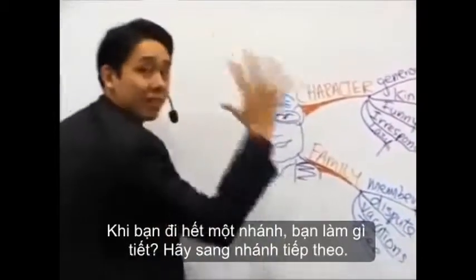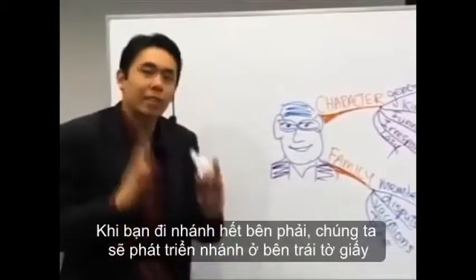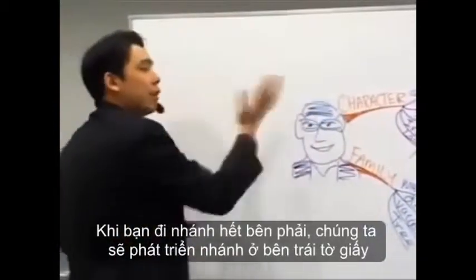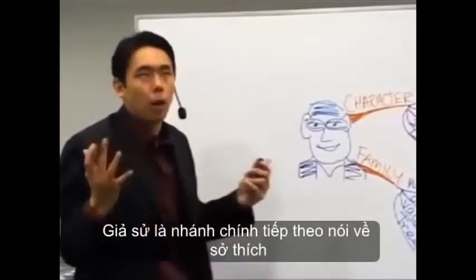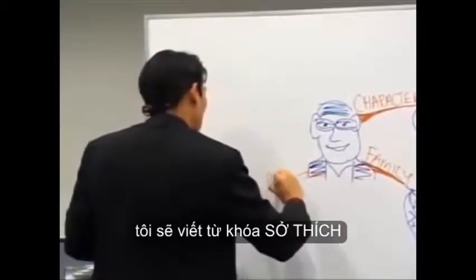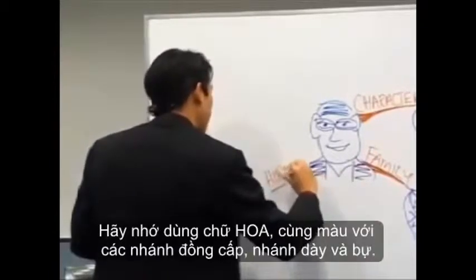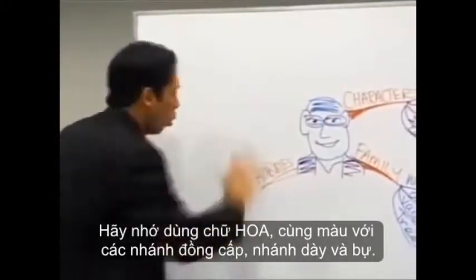Again, once you complete this entire section, what do you do? You go on to the next subheading. Now, there comes a point of time when the subheadings will start to appear on the left-hand side of the page. So, for example, let's say the next subheading is hobbies, all right? So, hobbies, H-O-B-B-I-E-S. Again, capital letters, same color as the rest of the subheadings, on a thick branch.